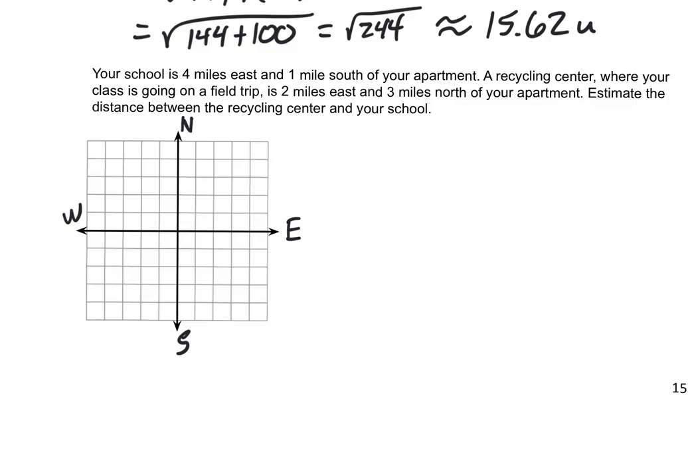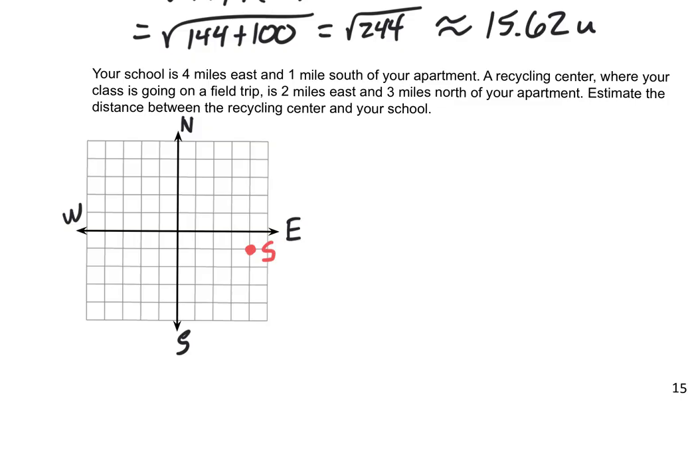Okay, so my school is 4 miles east and 1 mile south of my apartment. My apartment, we're going to call that our home base, our origin. Okay, so this is my home right here, my apartment. My school is 4 miles east and 1 mile south. So we're going to go 1, 2, 3, 4 to the east and 1 mile south. Okay, and this is school. So I'm going to label it with an S.